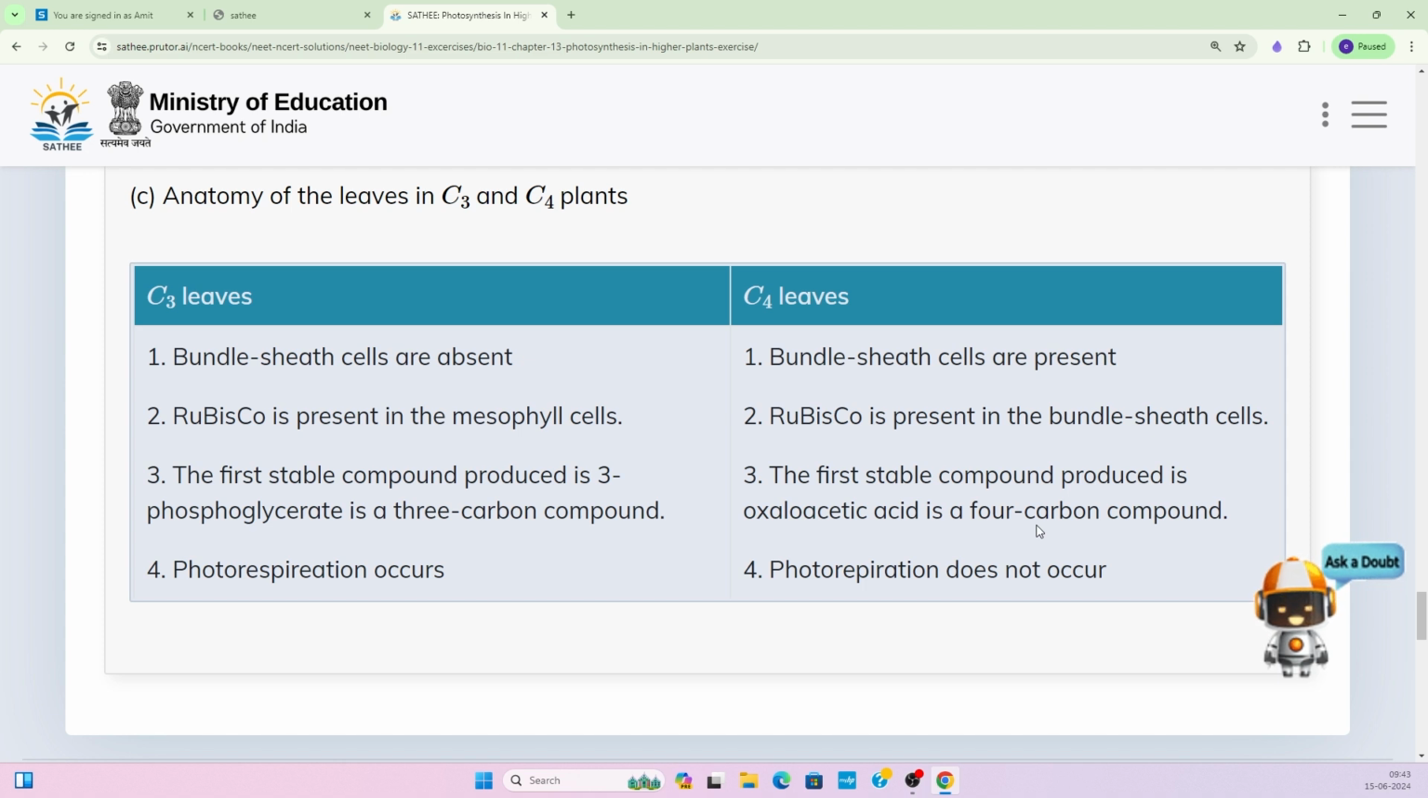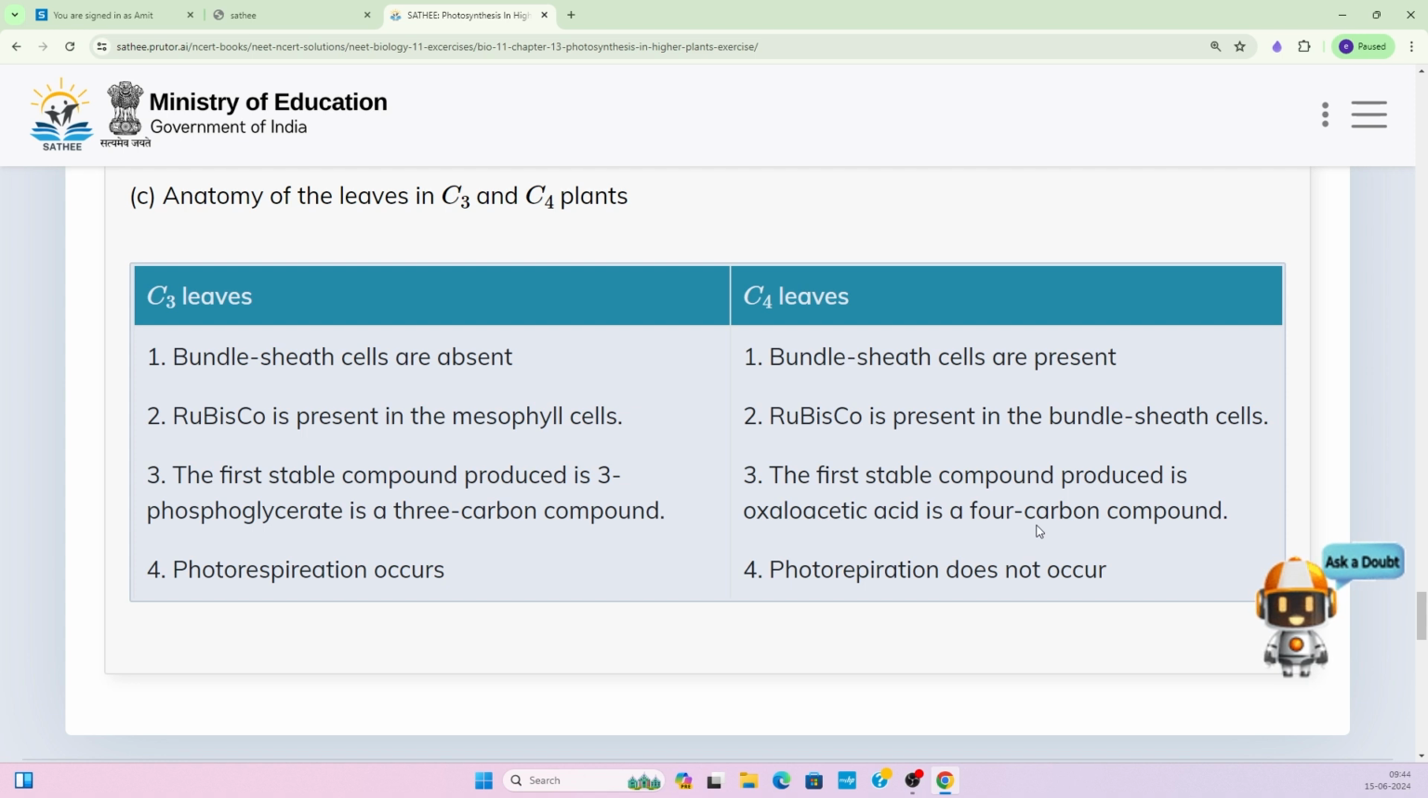Okay. Next difference is that photorespiration occurs in the mesophyll cells. So photorespiration is taking place here in the case of C3 plants. Whereas in the case of C4 plants, photorespiration does not occur. Photorespiration does not take place. Okay. So this is the difference between the C3 and C4 plants.